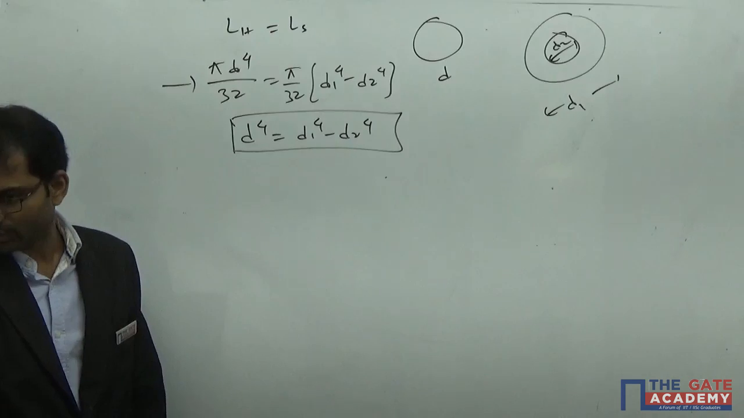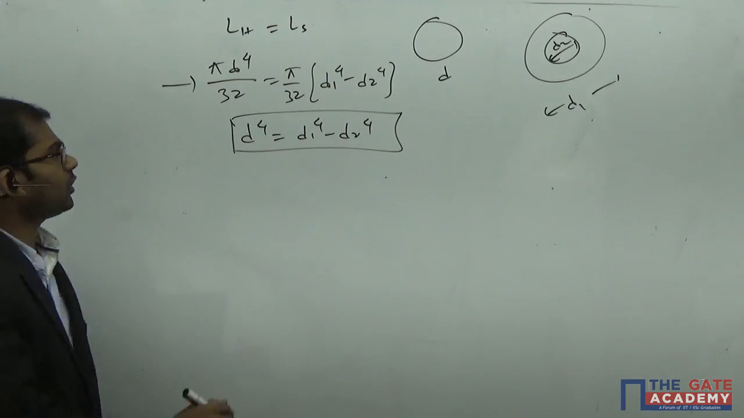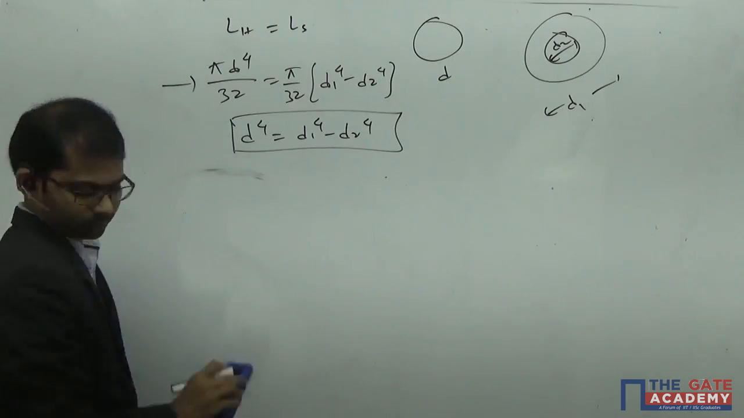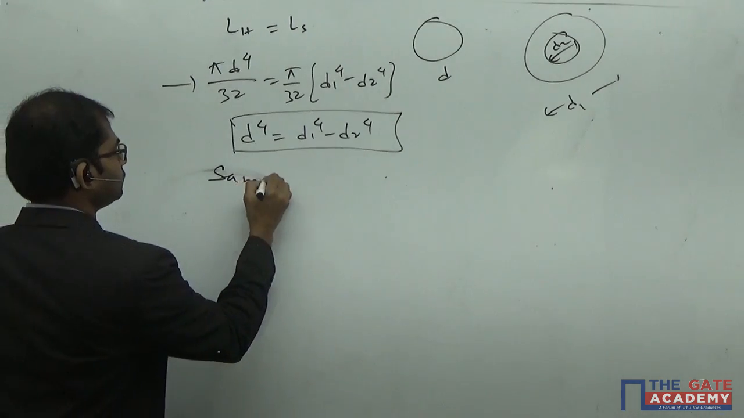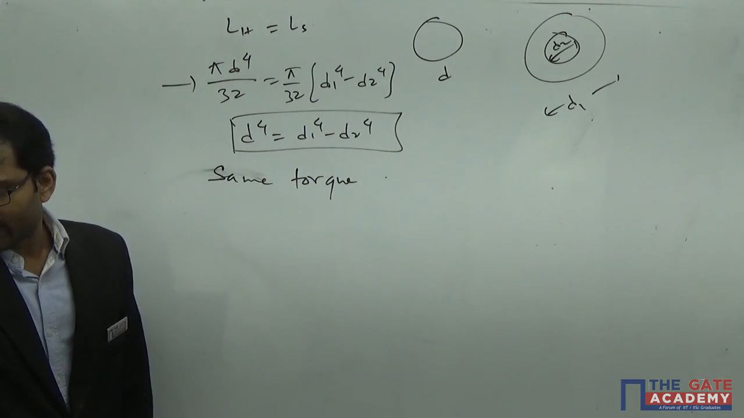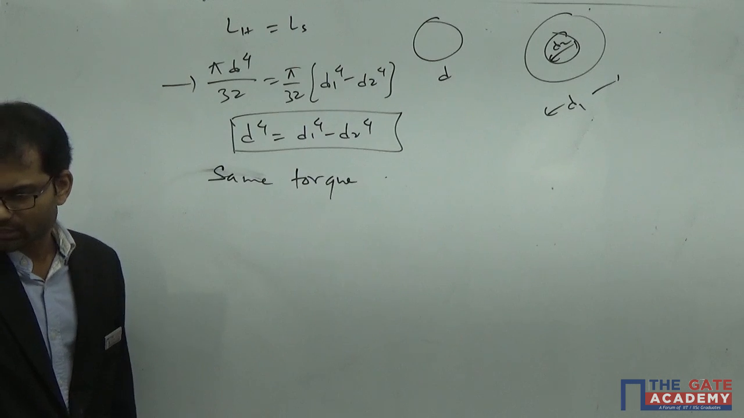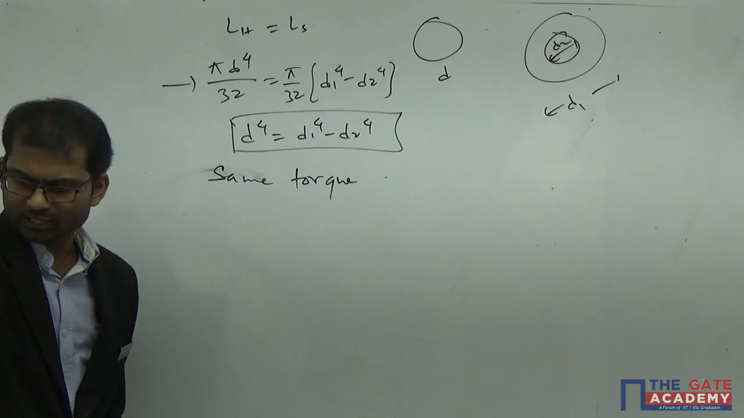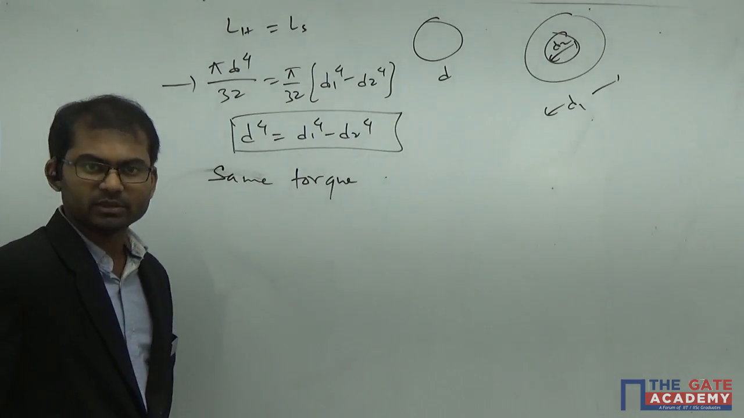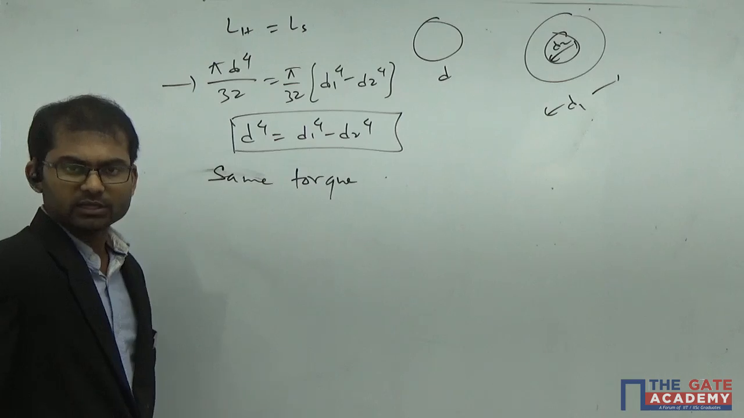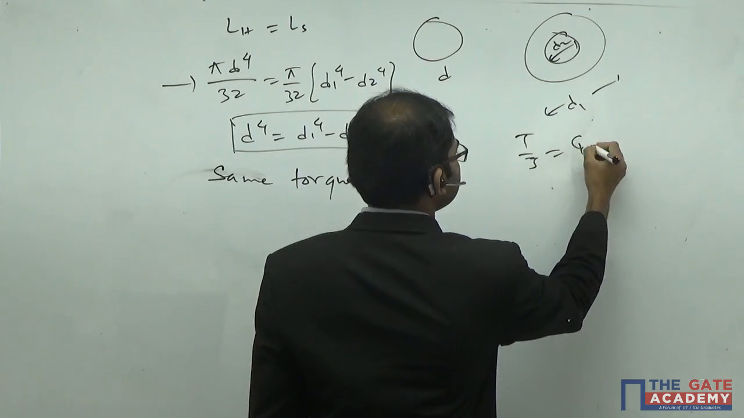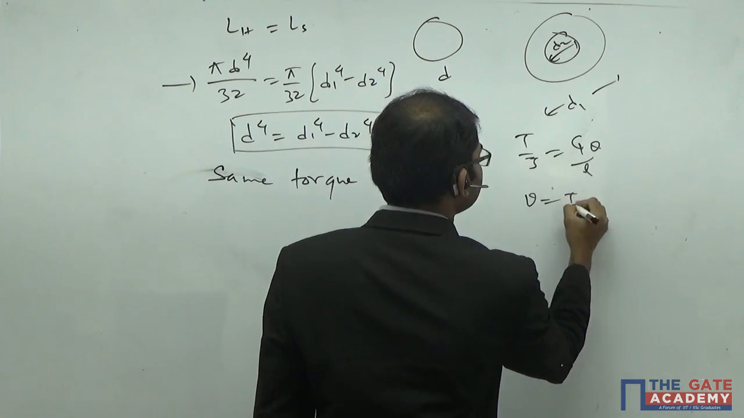Understand? Now they are asking us, both are subject to the same amount of torque. Theta is the angle of twist and tau s is the maximum shear stress in the solid shaft, so theta h and tau h correspond to the hollow shaft. Which of the following is true? We have to compare the angle of twist and the shear stress. For angle of twist, we have T by J is equal to G theta by L, so theta is equal to TL by GJ.